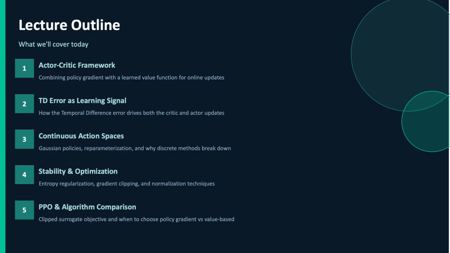The second half of the lecture extends everything to continuous action spaces. Most real-world control problems, robotics, autonomous driving, physics simulation, have continuous actions, and DQN-style methods simply don't work there. We'll see how a Gaussian policy handles it, and then close with the three stabilization techniques that make actor-critic training reliable in practice: entropy regularization, normalization, and PPO's clipped objectives.